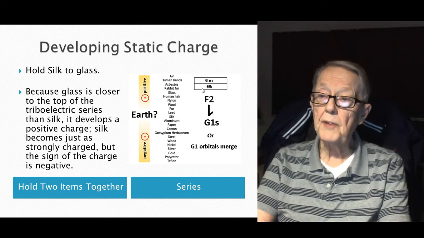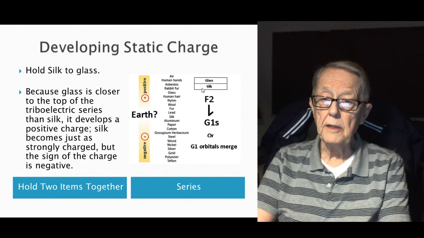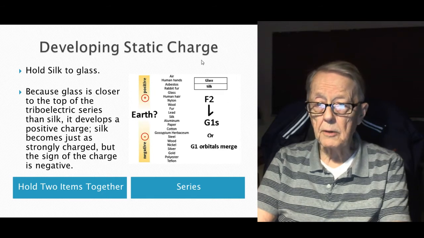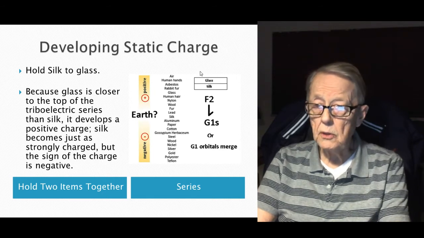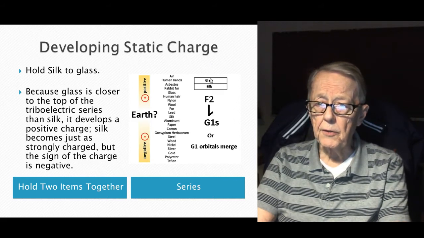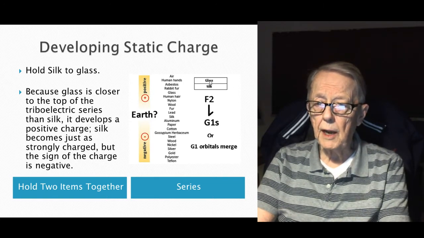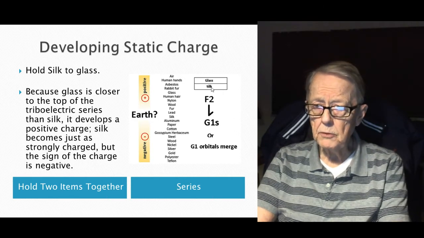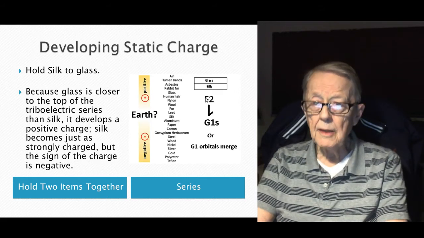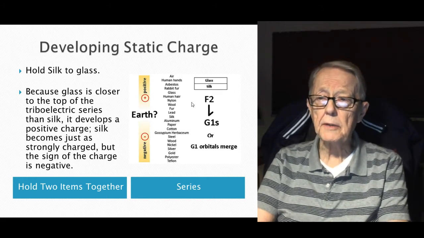I don't know enough yet about how the G2 force field builds up, but you've got particles surrounding these two, and somehow there's enough force in the direction from glass to silk to cause the G1s to move from glass to silk. The G1 orbital here moves and becomes a G1 orbital there, just by holding the things together.